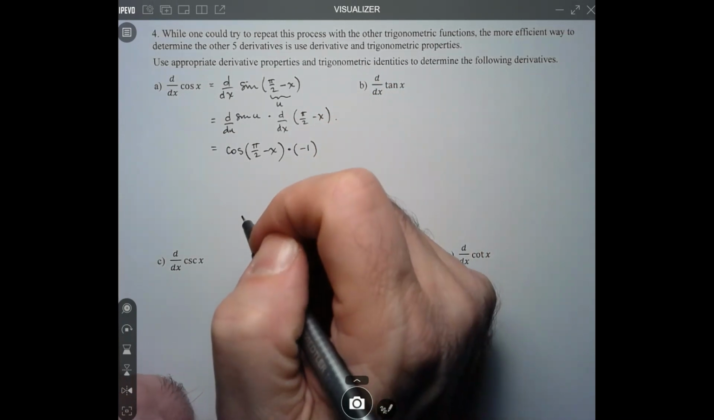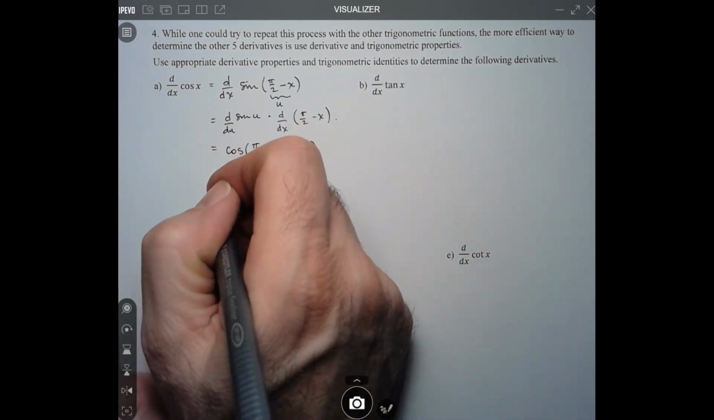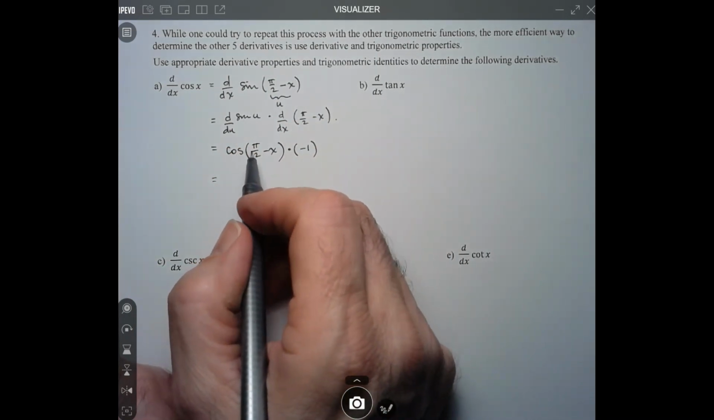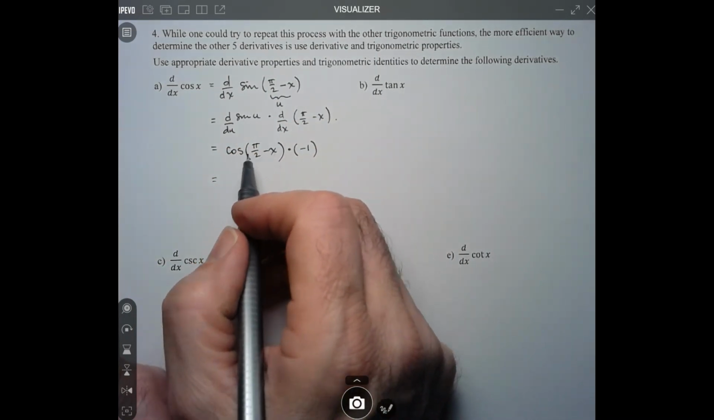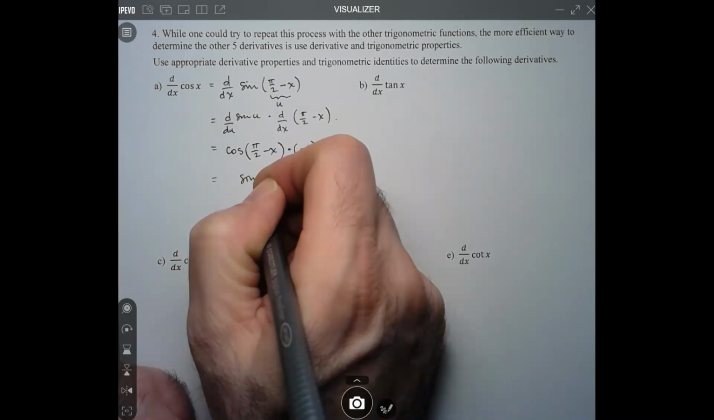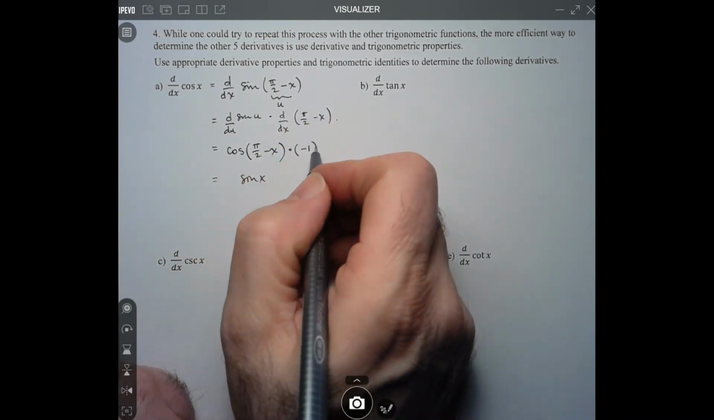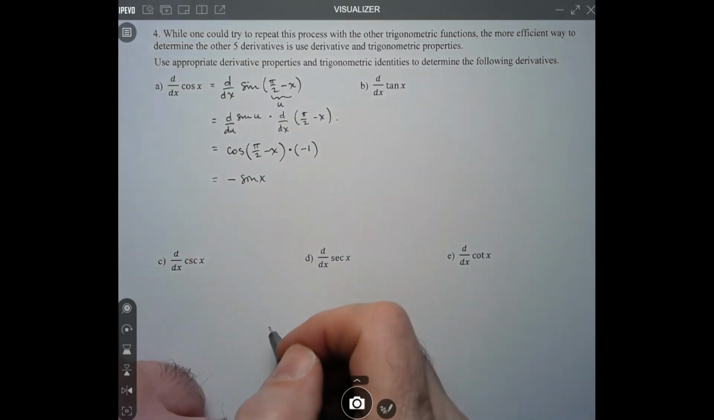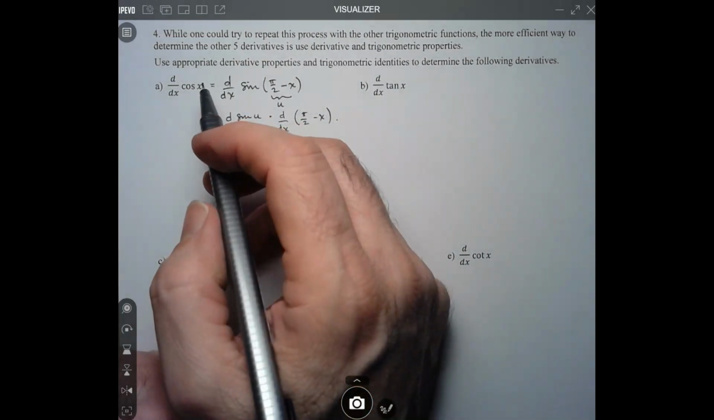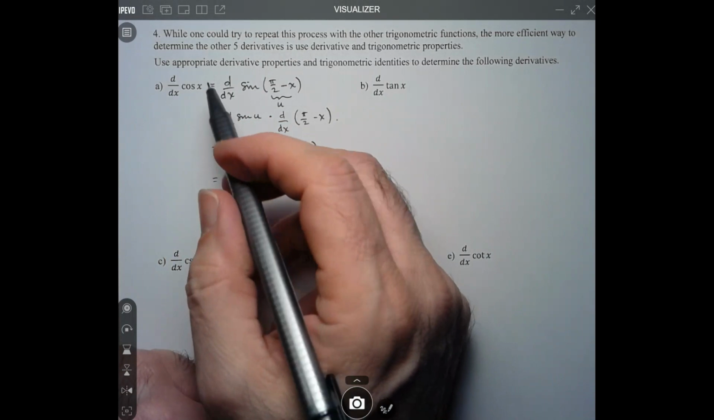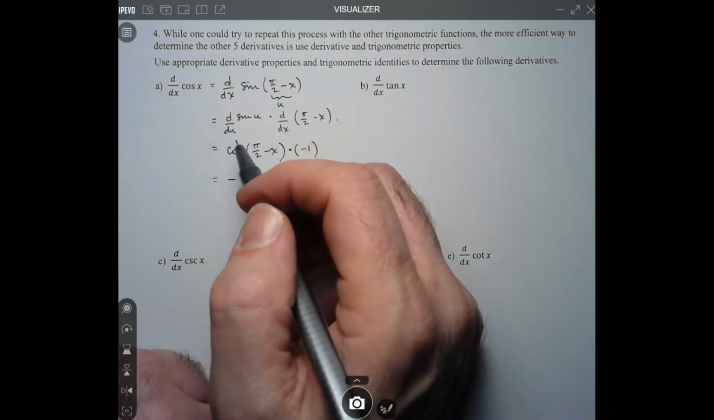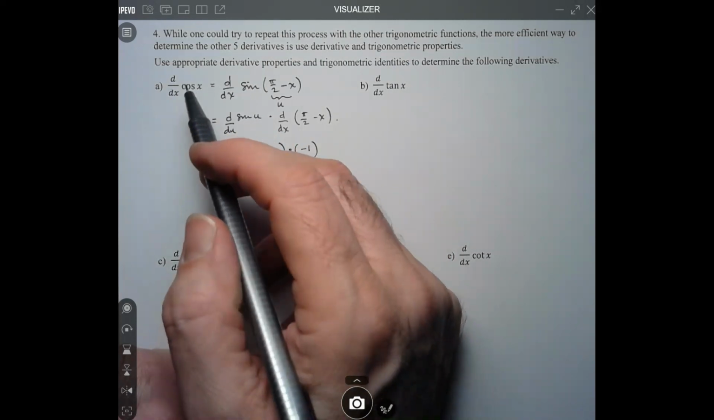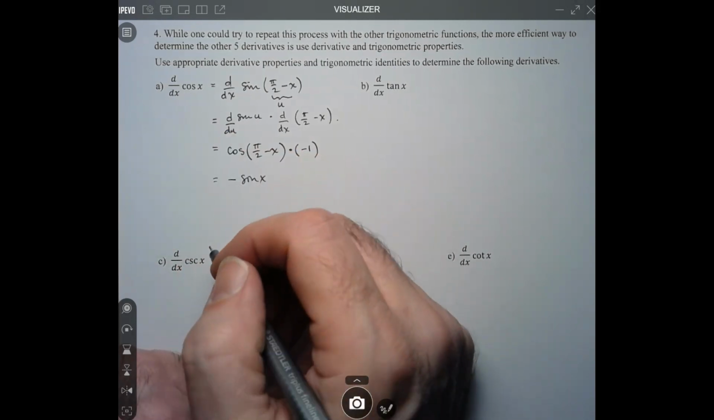But if you look at your correlated angle identities, you would also see that cos of pi over 2 minus x is equal to sine x. And of course, don't forget that you have that negative in front. So not exactly quite as nice as the derivative of sine x, but we see again this relationship between sine x and cos x. The derivative of sine is cos, the derivative of cos is negative sine.